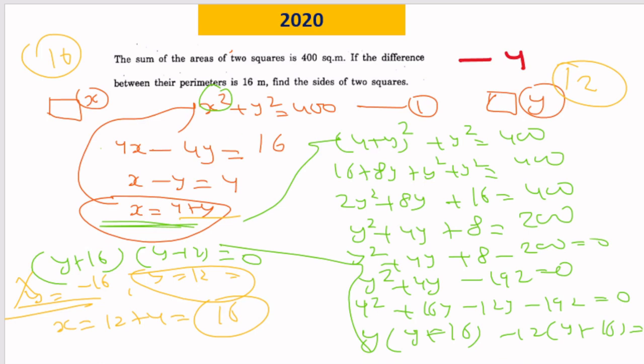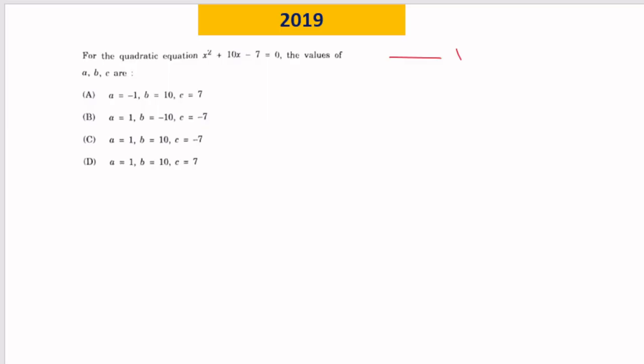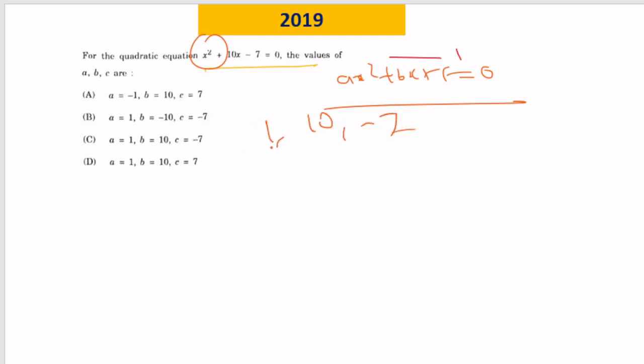Let's move to 2019. Here it says find the quadratic equation. For a quadratic equation, find the values of a, b, c. Simply compare with ax² + bx + c. You'll get your answer. Here a is 1. So out of these two, a is 1, b is 10 and c is 7, which is correct. Actually c is −7. a is 1, b is 10. So this is your correct answer.